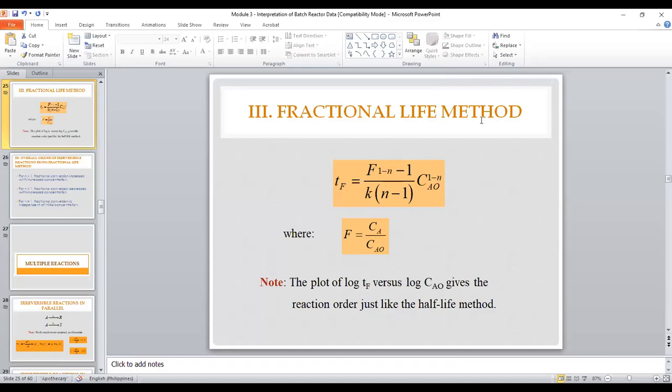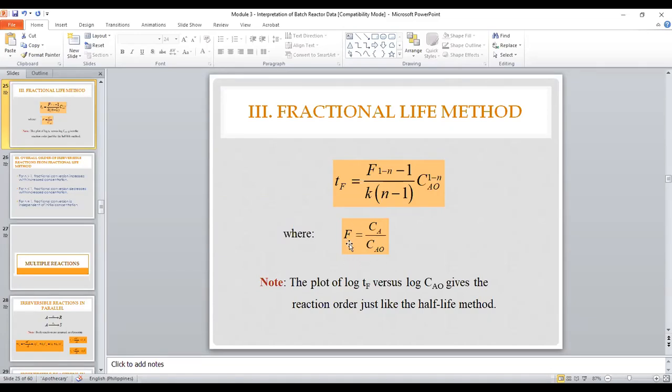So for the fractional life method, you're still given a pair of data. This time, the data that is given is the initial concentration of the species and the time it took for a fraction of the said species to be converted. So that fraction could be 1/3, that could be 1/4. The F that you see here is the final concentration of the species divided by the initial concentration.